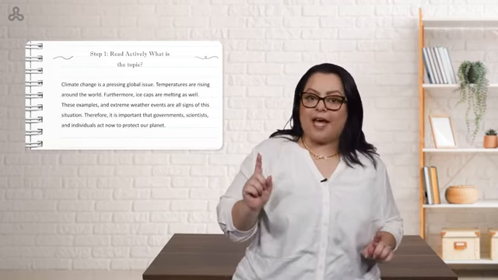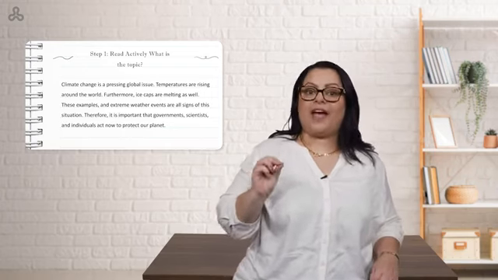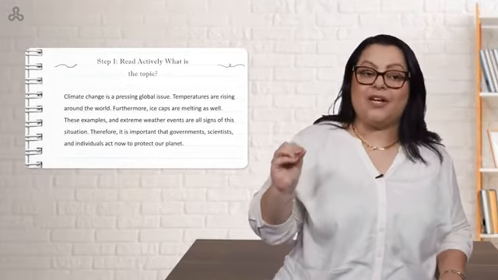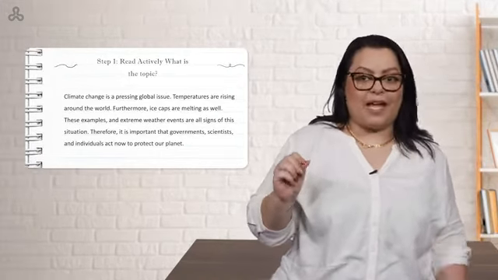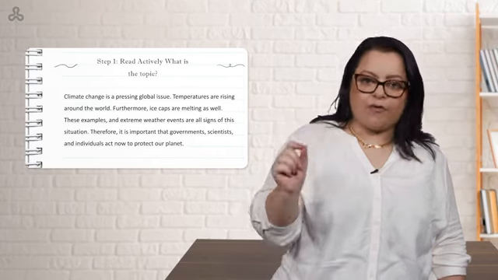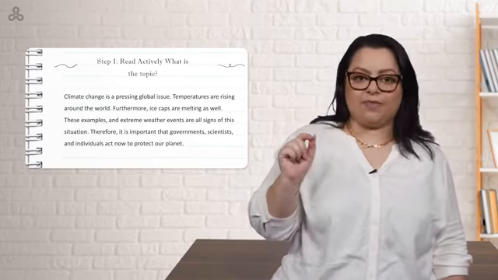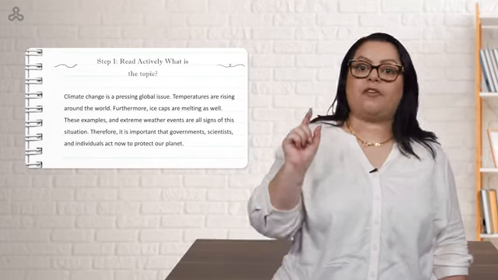The first step is to read the paragraph actively. Don't just skim through it. Read with a purpose. Pay attention to every sentence and try to understand the overall message. So let's look at the paragraph again.